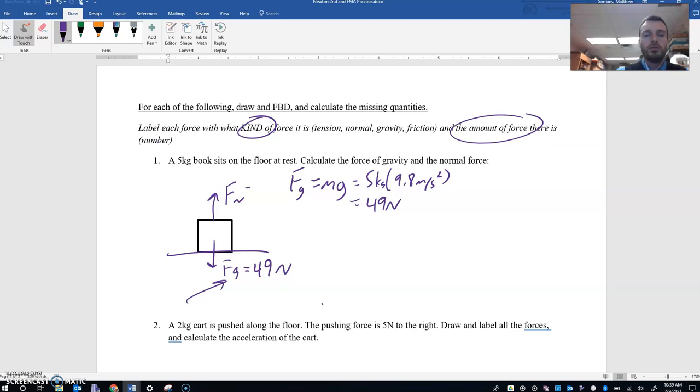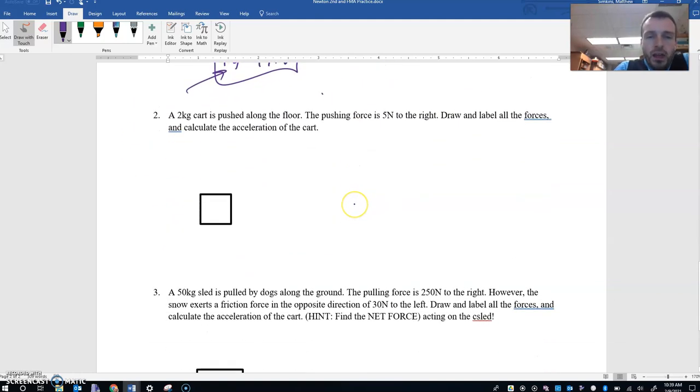Whoa, if the force down is 49 newtons and the force up is balanced with that, we know that because we're at rest, then the normal force is also 49 newtons. So there you go. There's your 2 forces for the first one. Not too bad. How about this one?